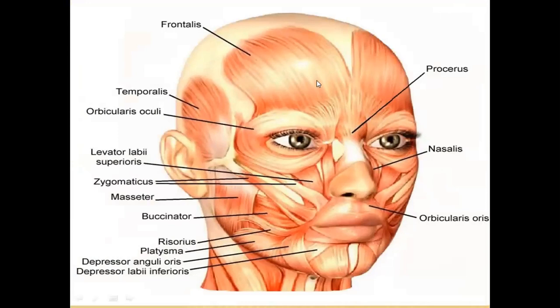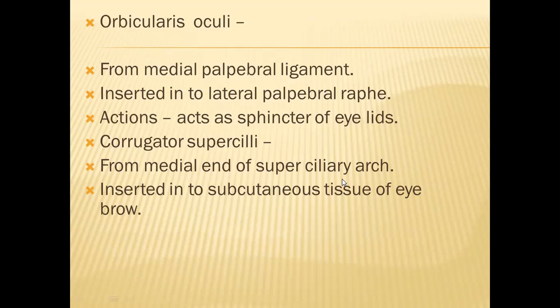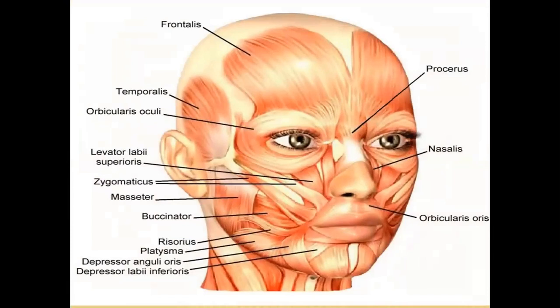Here we can find the muscles which we have studied now. This one is the orbicularis oculi, and the muscle can be located here, from the superciliary arch to the medial palpebral ligament. This is how the muscle is located. Then the remaining muscle, the procerus, is located exactly over the glabella. Now we'll see the remaining muscles, just to recall while studying theory.